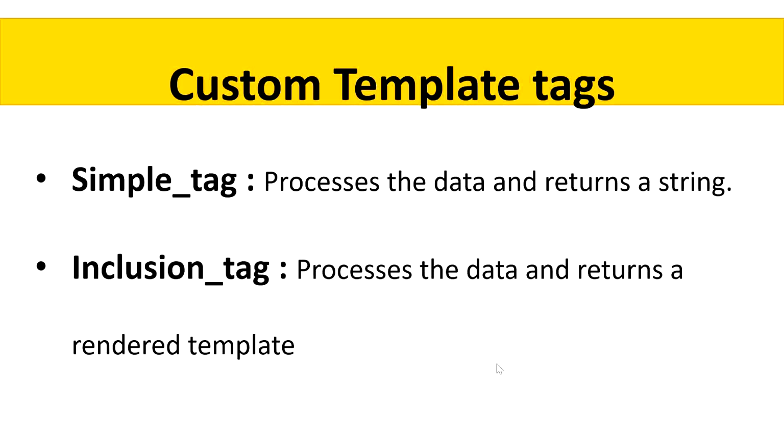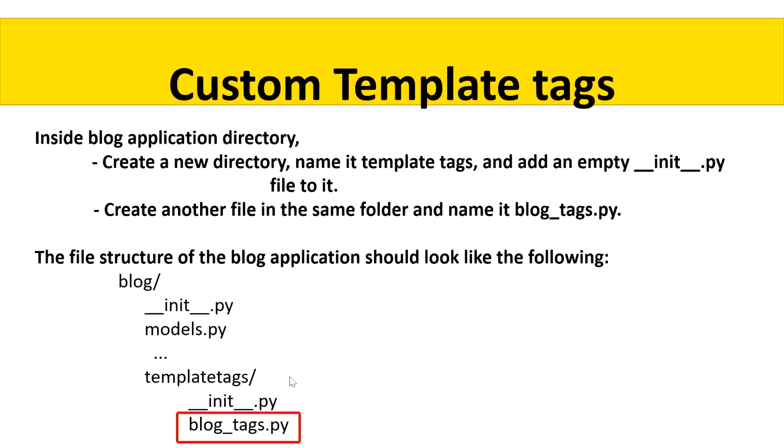These are of two types, simple tag and inclusion tag. Simple tag processes the data and returns a string, whereas inclusion tag processes the data and returns a rendered template. So what we'll do, inside the blog application directory, we will create a new directory and name it templatetags. Let's go to PyCharm.